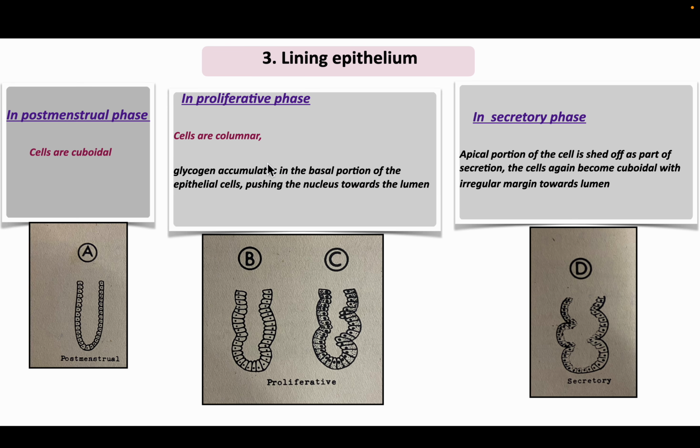Then the lining epithelium. In the postmenstrual phase, once the menstruation is over, the cells are cuboidal. In the proliferative phase, the cells are columnar. Glycogen accumulates in the basal portion of the epithelial cells, pushing the nucleus towards the lumen. In the secretory phase, the apical portion of the cell is shed off as part of the secretion. The cells again become cuboidal with irregular margin towards the lumen. So again, this picture is seen in the postmenstrual phase.